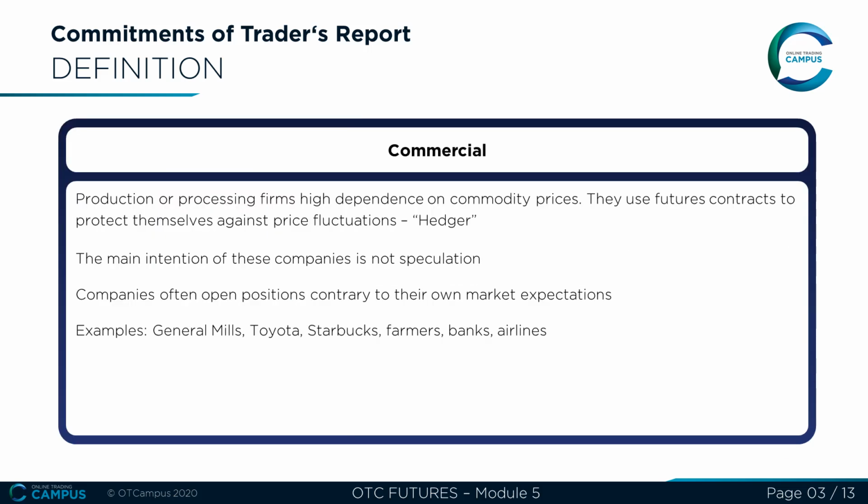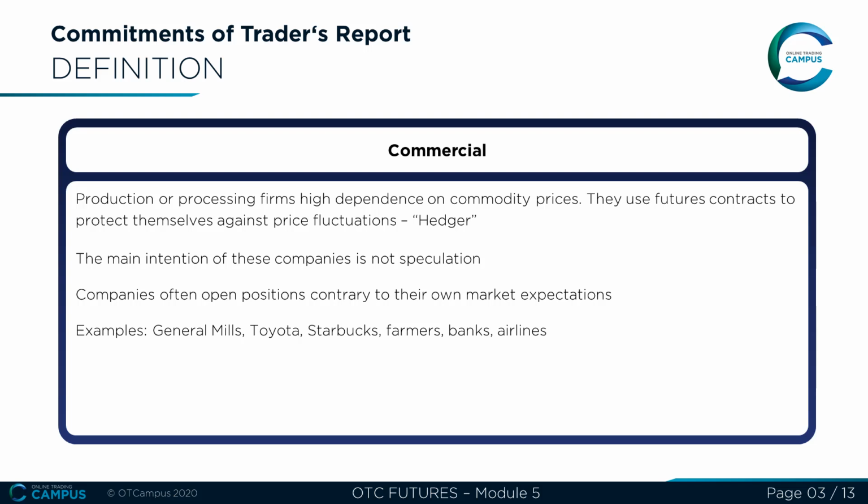As I mentioned earlier, we have two types of traders that are listed within the COT report. These are the non-commercial and the commercial traders. Let's talk first about the commercial traders. These are the traders that use the specific commodity products in their line of business, primarily either for hedging in their business or for their own production.